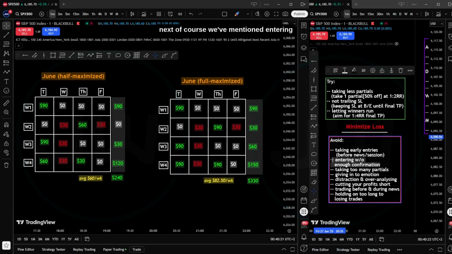Next, of course, we mentioned entering without enough confirmation. A lot of the times we've seen some low probability IFGs not being closed over, not waiting for that confirmation, and that's contributing to a lot of our losses.